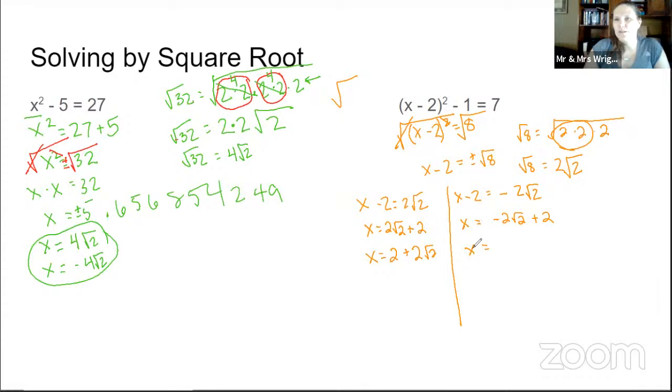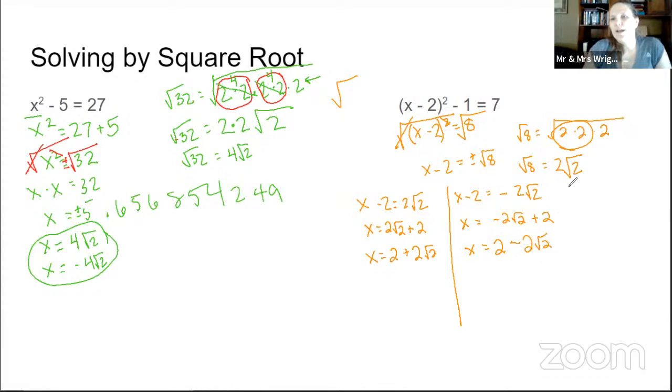If you move things around on the same side, you have to make sure they keep their same sign, right? So in this case, if I want to get the constant first, it's a positive 2, so I'm writing positive 2. And then I want this term with the radical to be next. So I'm going to put negative 2 square root of 2.